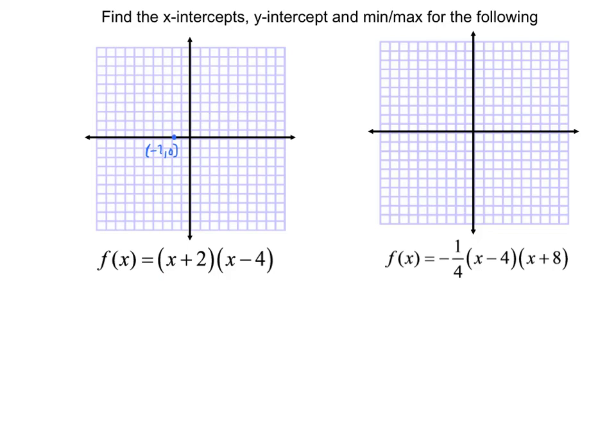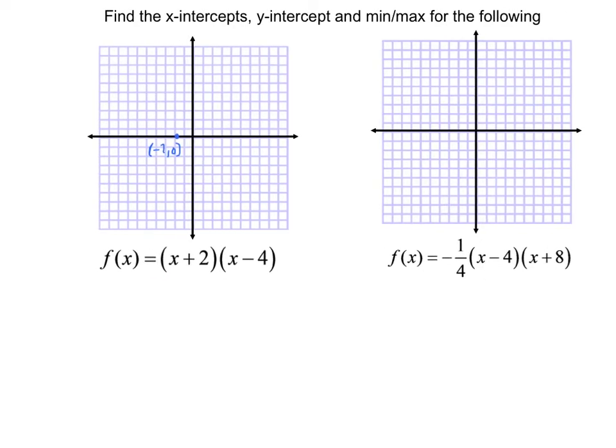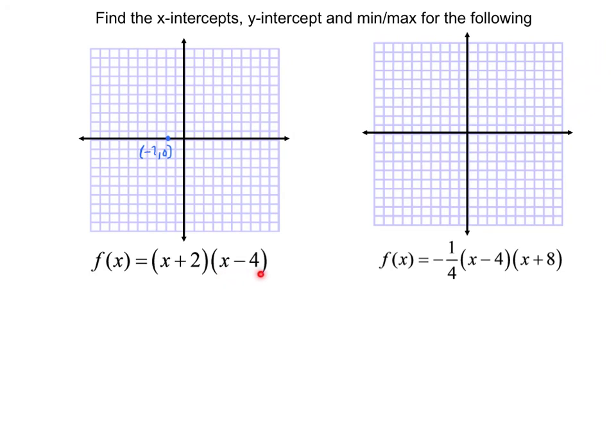Then I look at the other one. How does this become 0? Well, what minus 4 is 0? 4. So the other root is going to be at 4.